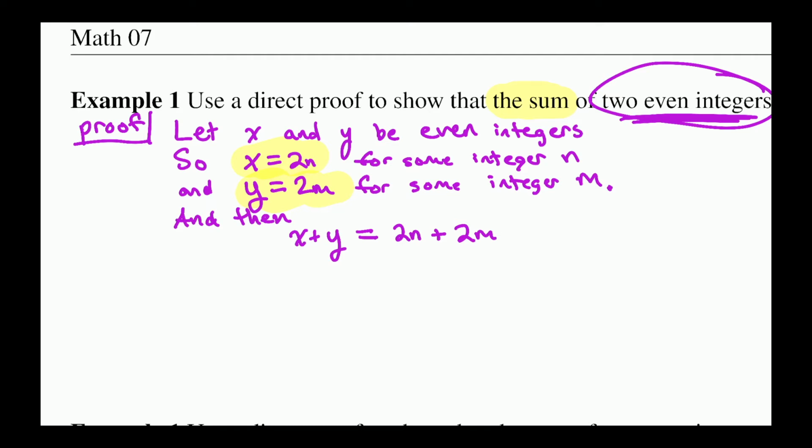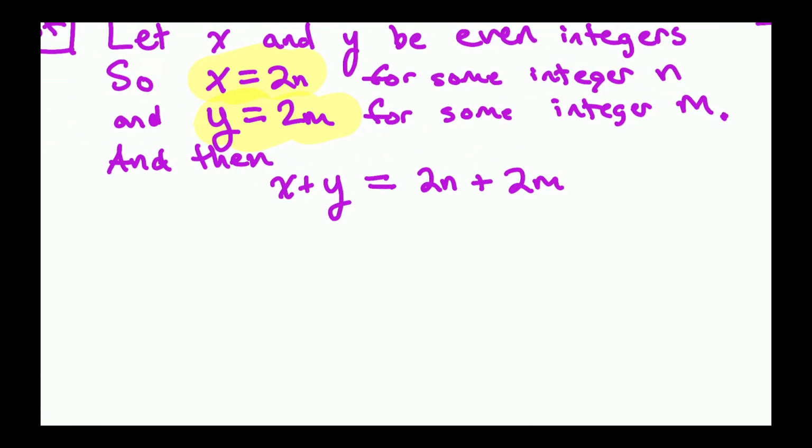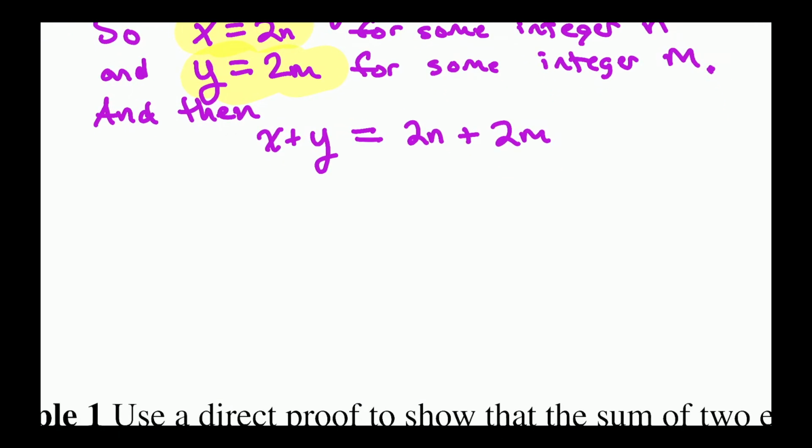Now this is where I actually have to do the work. So to do the work, I need to show that this is even. How do I show that it's even? Well, even means two times something, right? That's what we came up with. So x plus y is 2n plus 2m. There's a 2 on both of those, so you can factor a 2 out.